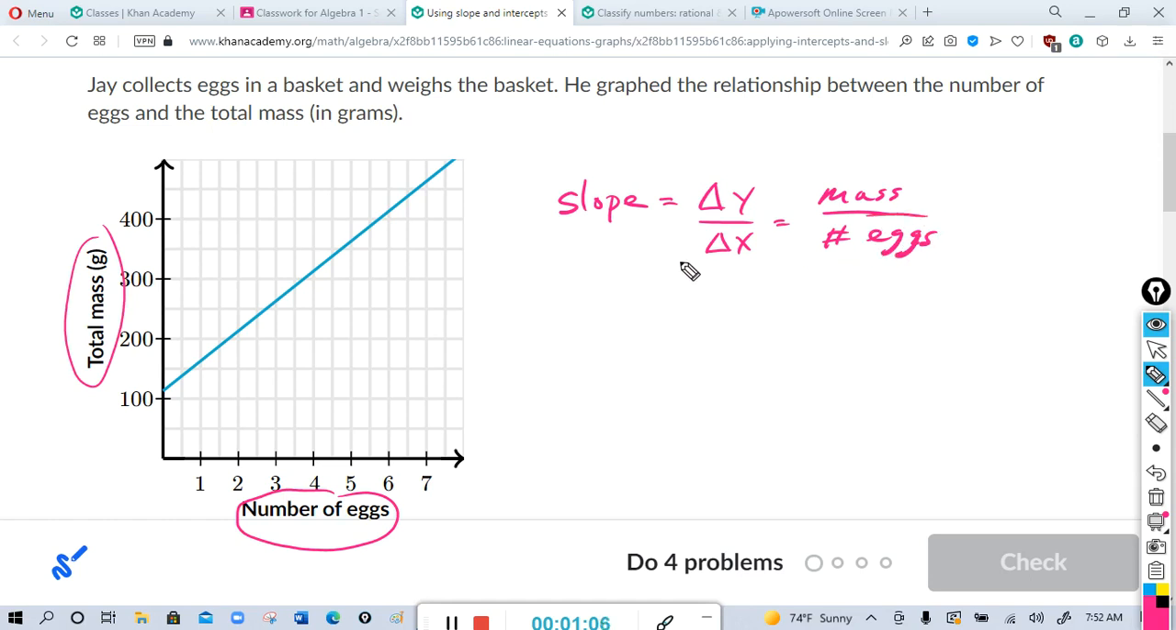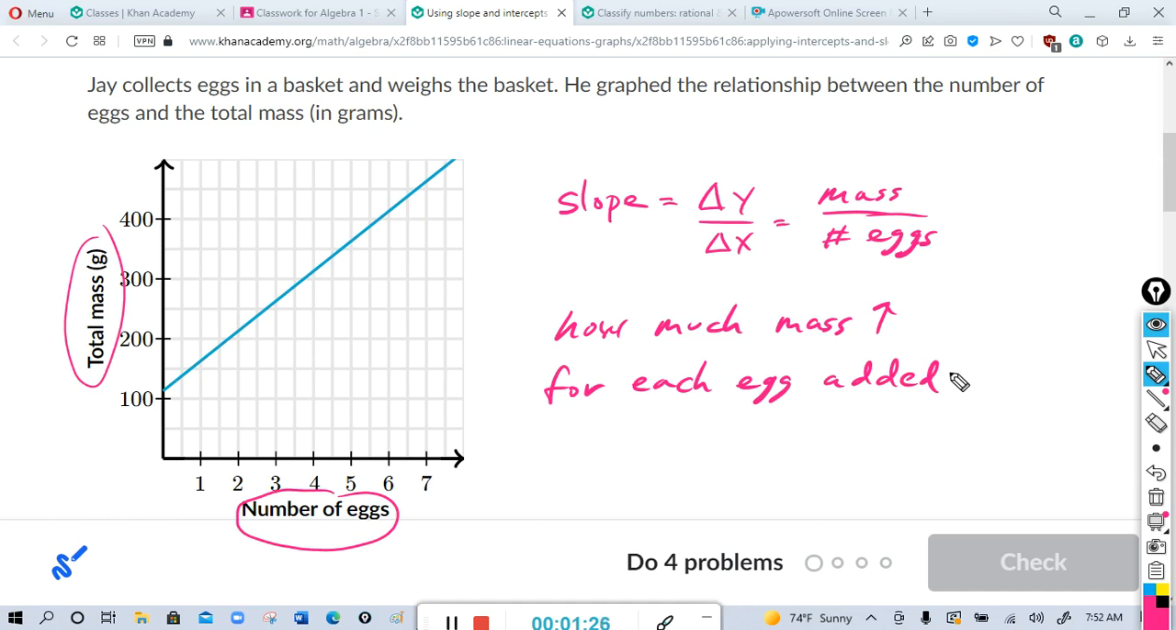I would say the slope represents how much the mass increases for each egg added. All right, so that's my interpretation of it. So let's check our answers.